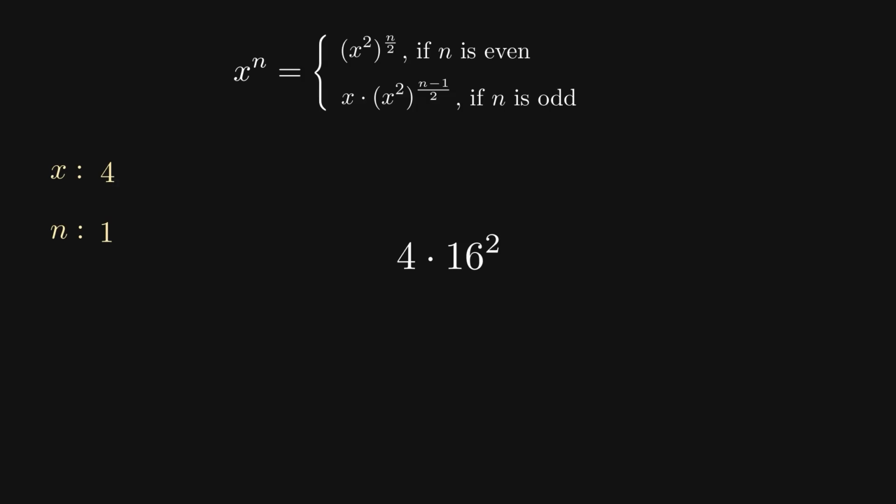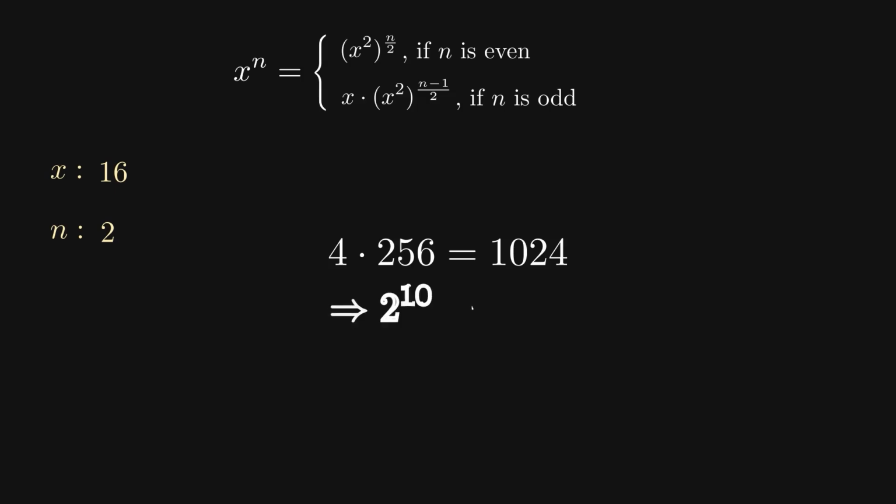The algorithm stops at n equals 1 because we've fully broken down the exponentiation. There's no need to continue further, as we already have the correct multiplication structure. Let's handle the 16 squared. Update the values for x and n. n is equal to 2, which is even, so once again we use the even number formula. This simplifies to 4 times 256, which is equal to 1024.